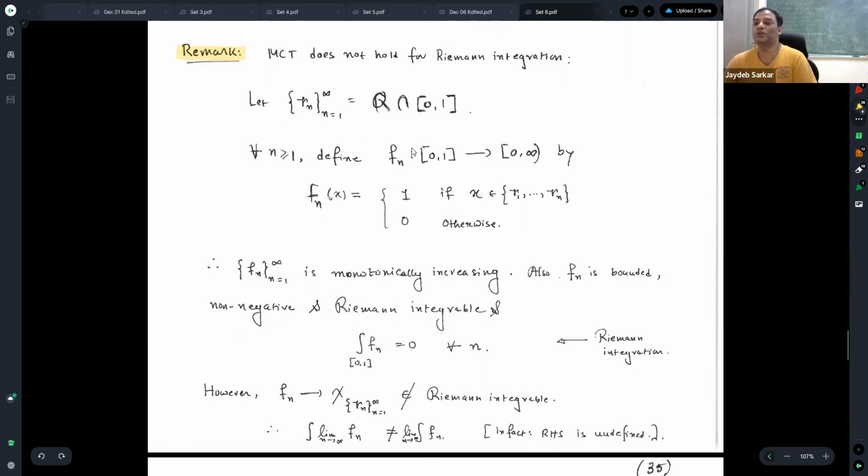So what you do, you look at the closed interval 0, 1, and you take all the rational numbers in 0, 1, and you know it's a countable set. So you enumerate them and call them R n. You take it in an increasing fashion. Okay, so let's do that. R n is increasing.